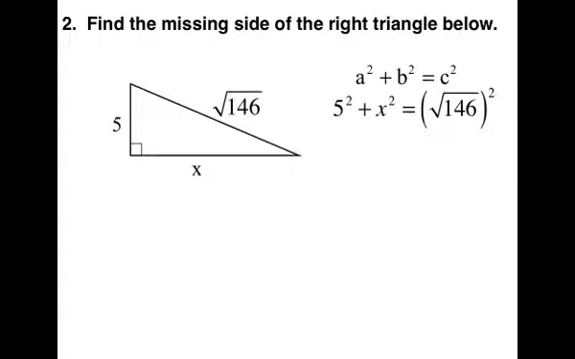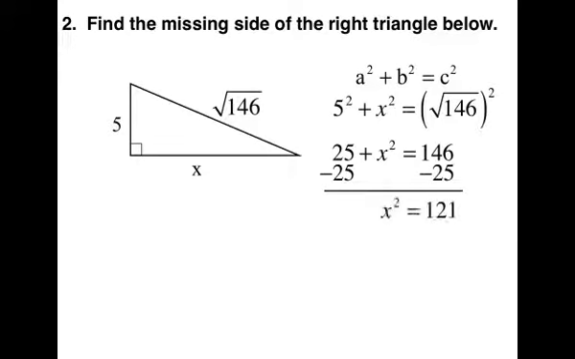So we square those. We get 5 squared is 25. X squared will stay the same. And the square and the square root are going to cancel each other out, and we get 146. Subtract 25 from both sides, keeping our equation balanced. The 25s will zero out, and that'll leave us x squared is equal to 121. And either using your calculator, or your chart on the previous guided notes, you could see that the square root of that is 11.